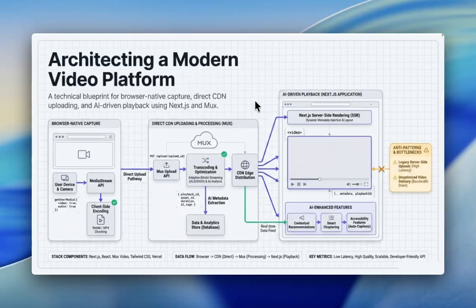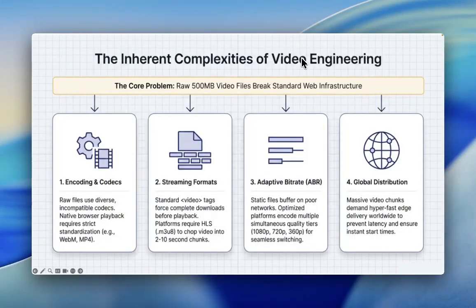This does the server-side rendering. You have dynamic metadata injection and listing, and then you have AI-enhanced features. It also covers AI anti-patterns and bottlenecks. The stack components are Next.js, React, Mux Video, Tailwind CSS, and Vercel. The data flow is browser, then CDN direct, then Mux processing, and then it goes to Next.js playback. Key metrics are low latency, high quality, scalability, and a developer-friendly API.